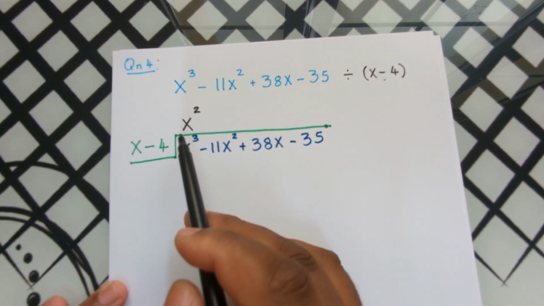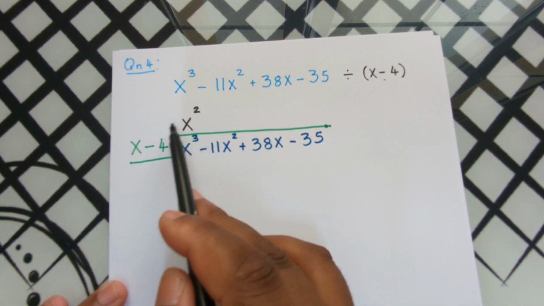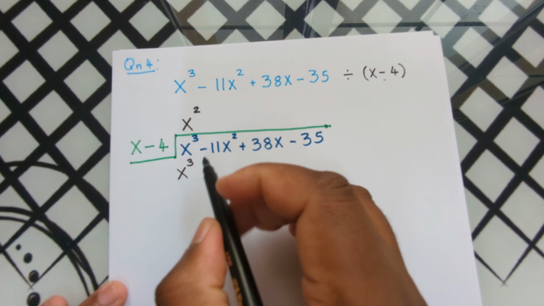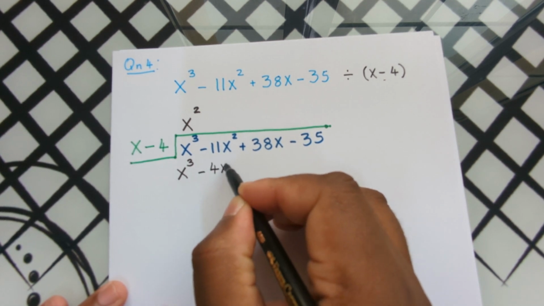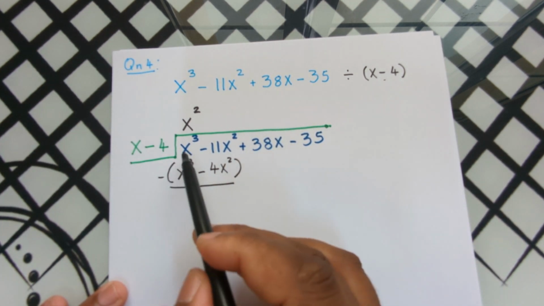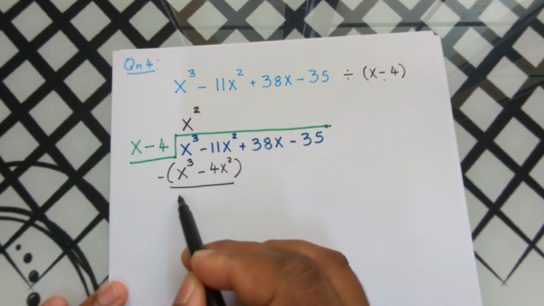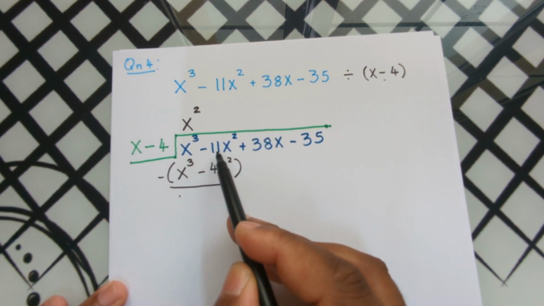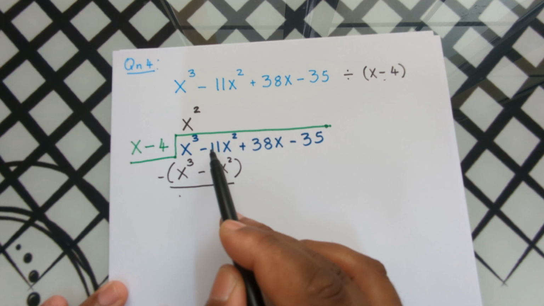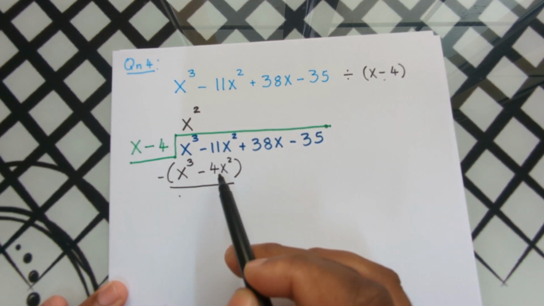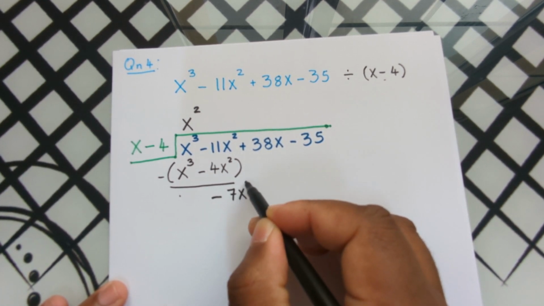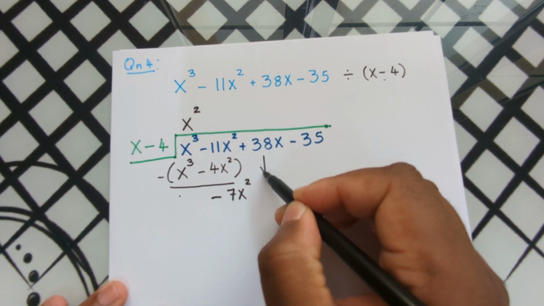And then followed by the next step, which is to multiply. Multiply x squared multiplied by x. That's x to the power 3. X to the power 2 multiplied by negative 4. That's negative 4x to the power 2. Put our brackets and subtract. X to the power 3 minus x to the power 3, this will give you a 0. Negative 11x squared minus 4x to the power 2. It's the same as saying negative 11x squared plus 4x squared, which will give you negative 7x to the power of 2. And then we'll bring down our next term.